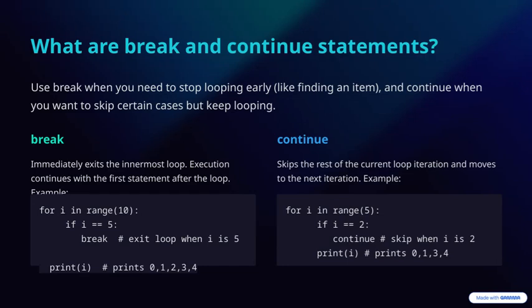Let's take a look at this example with a for loop running from 0 to 4. Inside the loop, there's a condition. If i equals 2, the continue statement is executed.